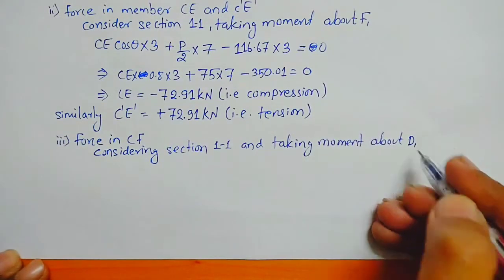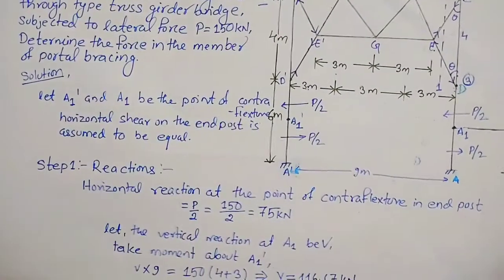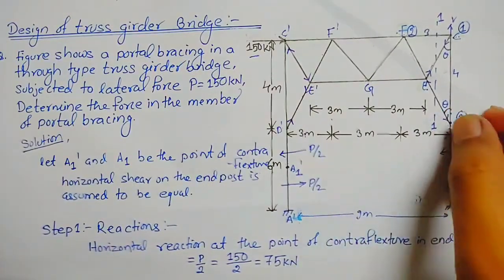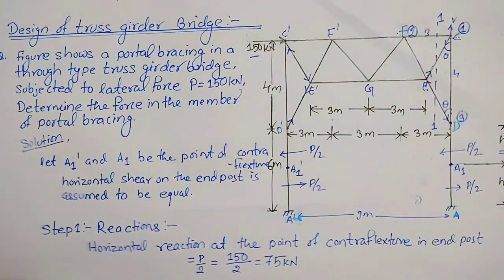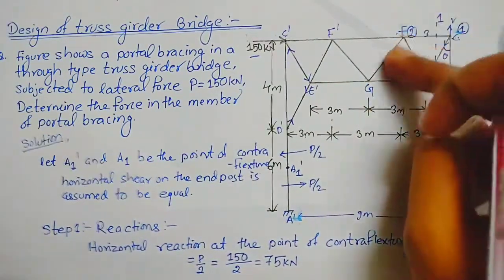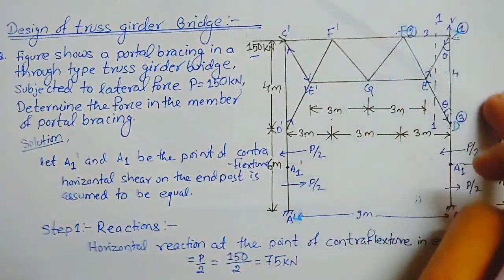About D. Now see here guys, when we are taking moment about D and finding the force in CF, then CF is taking this anti-clockwise direction, and this force P by 2 is taking clockwise direction.